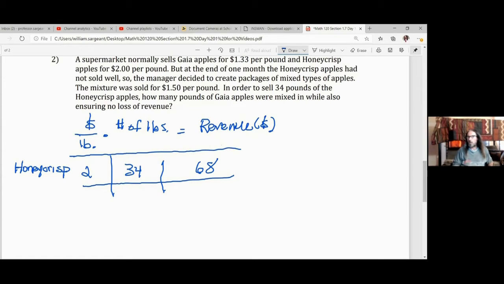We have an unknown amount of Gaia apples that sell for $1.33 per pound. We're solving for how many pounds of Gaia apples. And by the same process, multiply 1.33 by X. That would give us the revenue, another thing that's unknown.